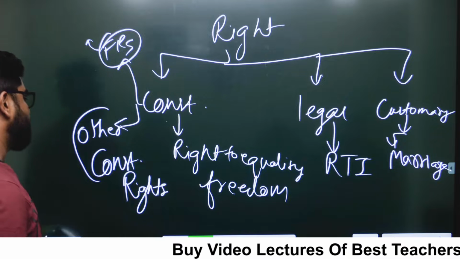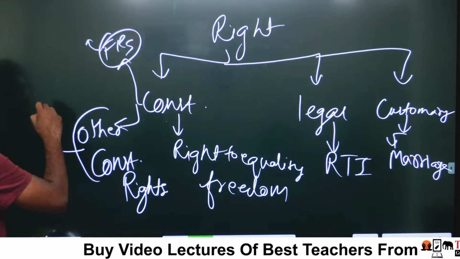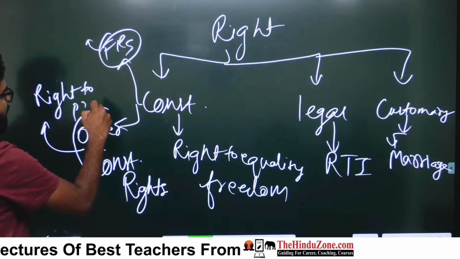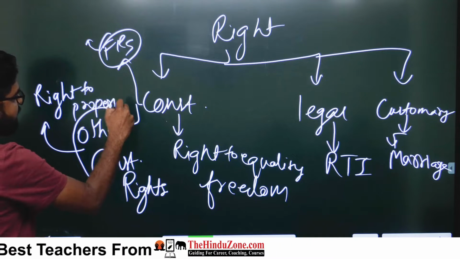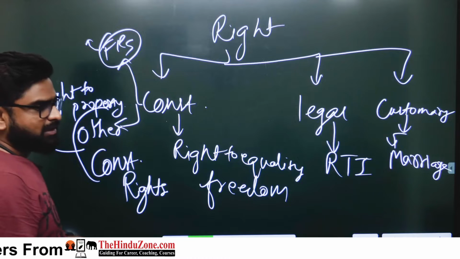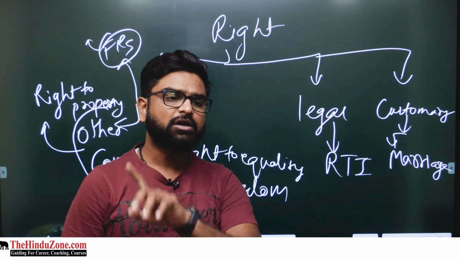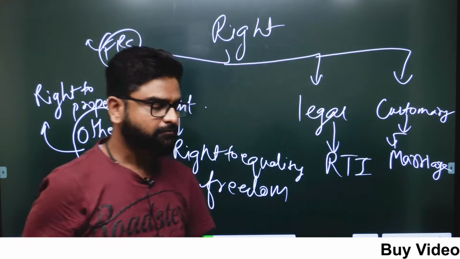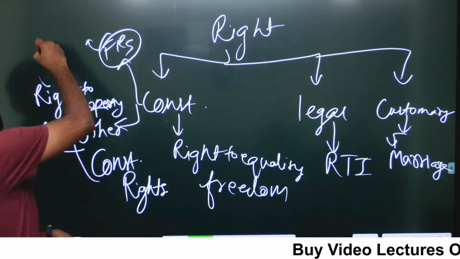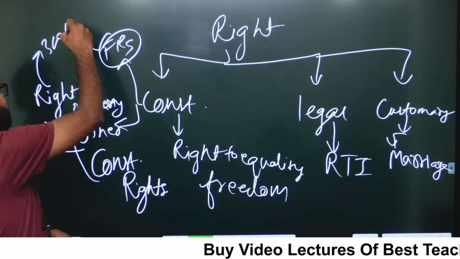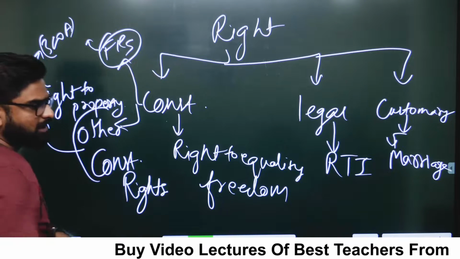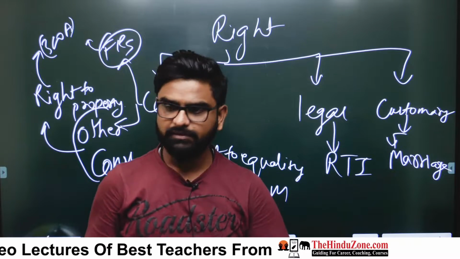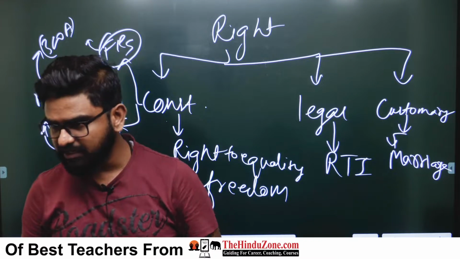For example, right to property. Other rights, maybe we can take an example as right to property. We will separately discuss this in detail, but for now, do understand that right to property is not a fundamental right. It is a constitutional right under Article 300A. Under Article 300A, you have right to property. It is not a fundamental right. This is the one distinction, philosophically speaking.